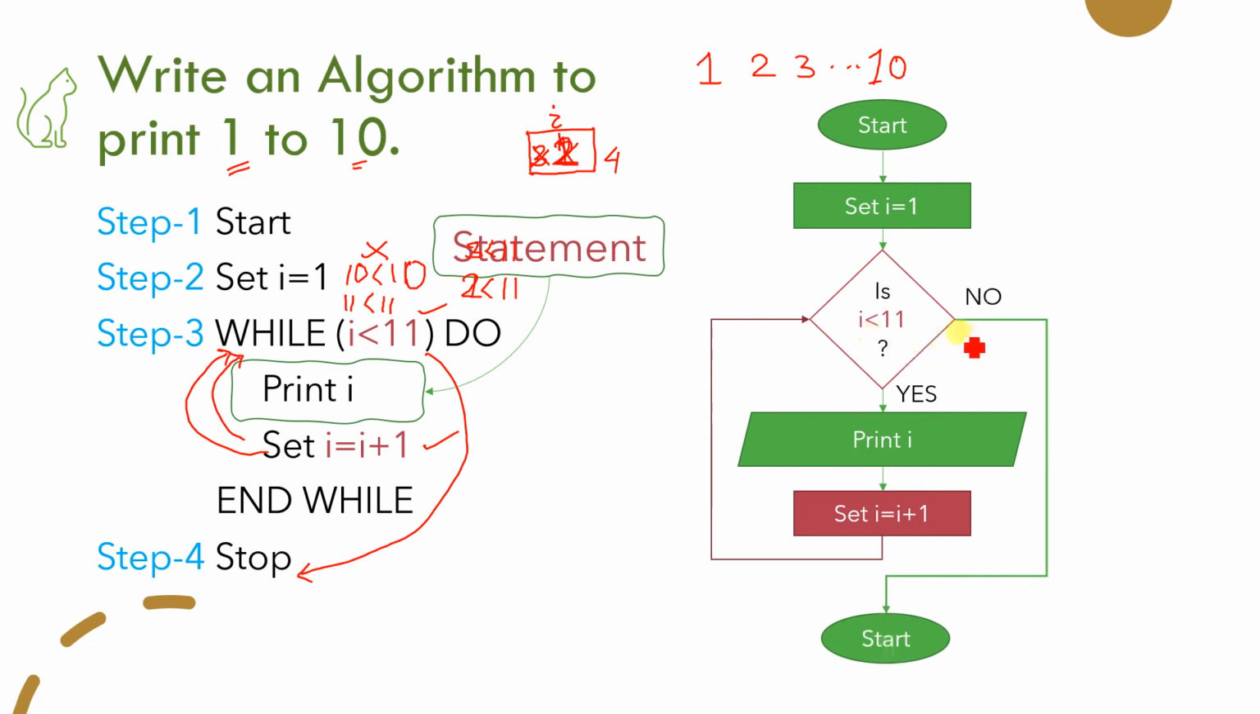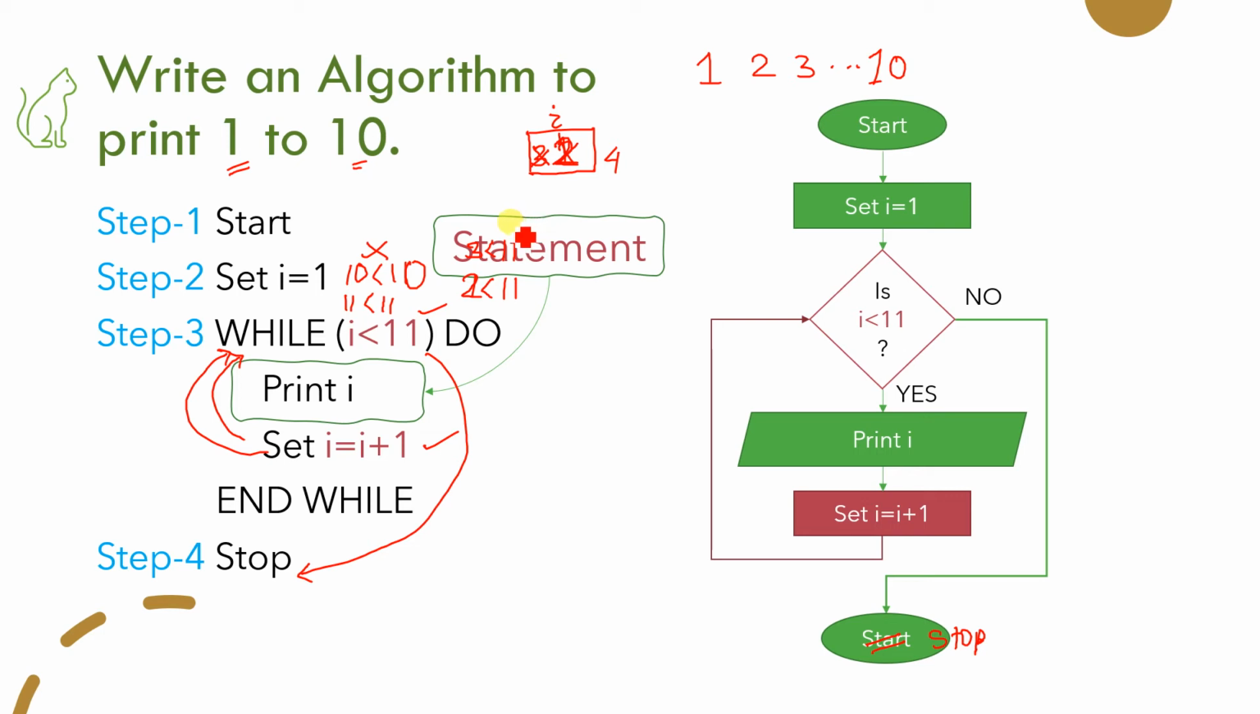So when the condition becomes false, we will come out of this loop and we'll stop. Sorry, here it should not be start, it should be stop. Okay, so this is how the flowchart of this particular problem, that is, write an algorithm to print 1 to 10, works. I hope you understand this one.